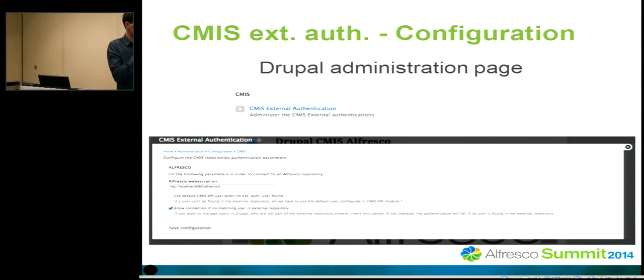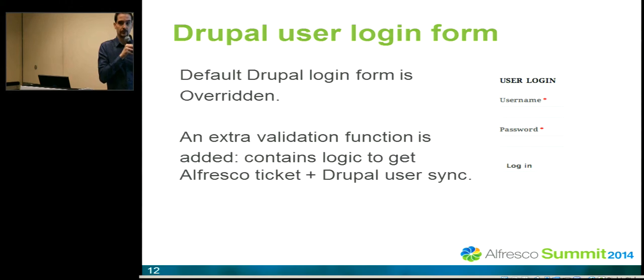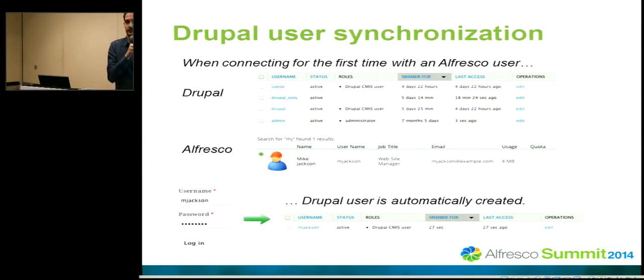Sorry. The Drupal module comes with an administration page where you can set your Alfresco web script URI and two other options. I'm going to speak about it in a few seconds. The first step was to override the out-of-the-box Drupal login form. I've added a new validation function, where I put my logic, asking a ticket and syncing the Drupal user with the Alfresco user. So it means that if the well-known Mike Jackson wants to connect through the Drupal website for the first time, a user is going to be authenticated in Alfresco, and a Drupal user node will automatically be created for him. This is important in order for your Drupal website to work well.